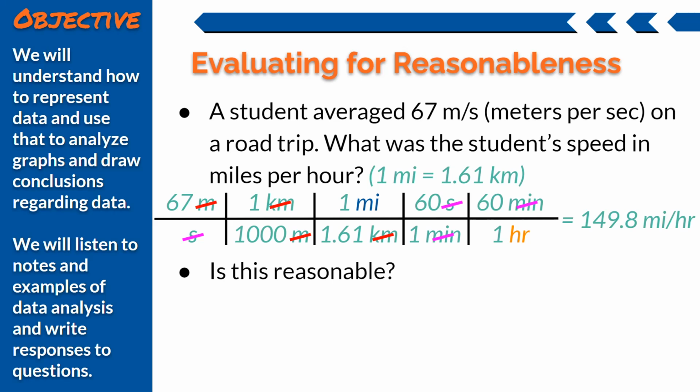Do you think that is a reasonable average speed for a road trip? No. Nobody is having that as an average speed unless they're on a racetrack. So this is not a reasonable speed. So now you know if you see a question that says 67 meters per second for a car, it better be a race car or something like that. It gives you an idea of how fast that is.